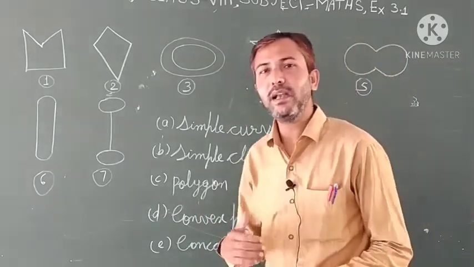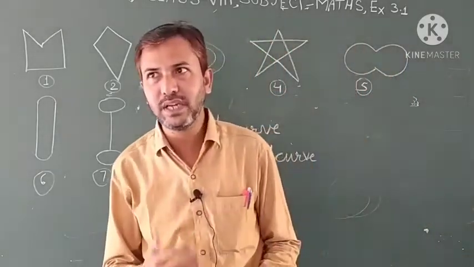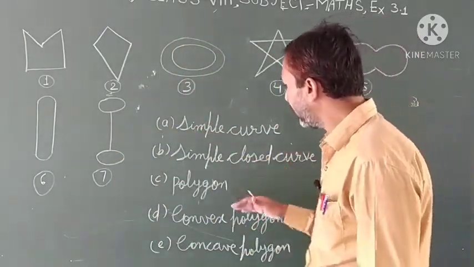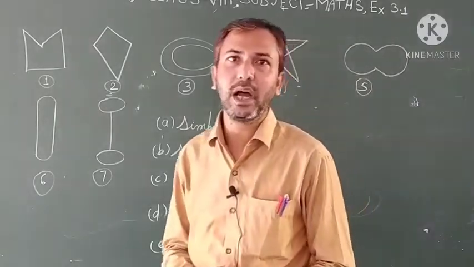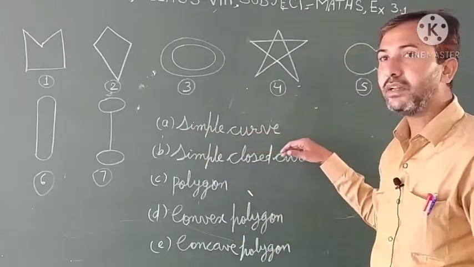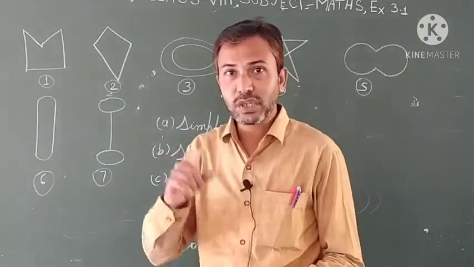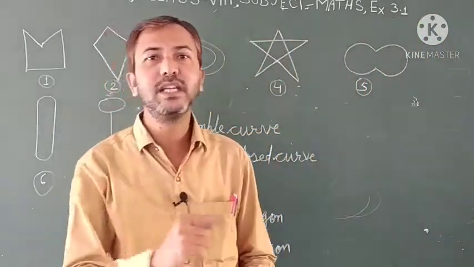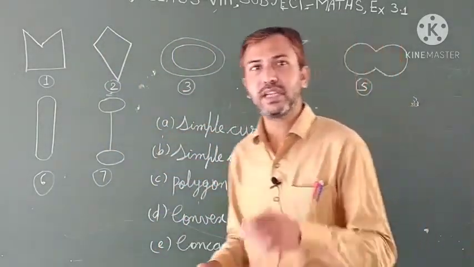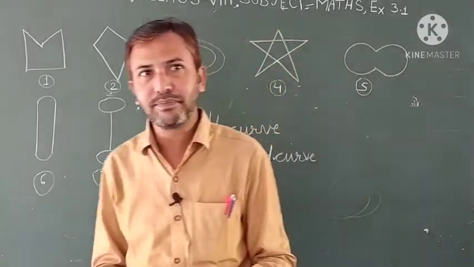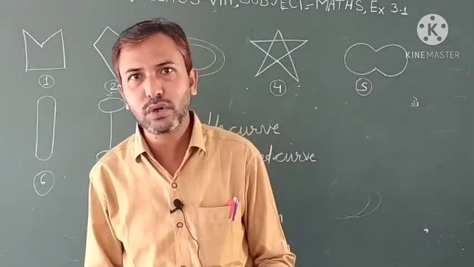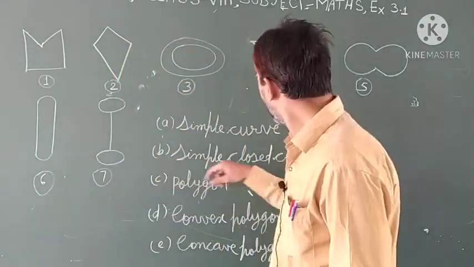concave polygon. In earlier class I have explained the definition of all of these: simple curve, closed curve, polygon, convex polygon and concave polygon. Now I am again revising the definition of all. So what is the simple curve? A curve which does not cross itself is known as the simple curve. Now come to the simple closed curve. A curve whose initial points and end points are same and does not cross itself is known as the simple closed curve.